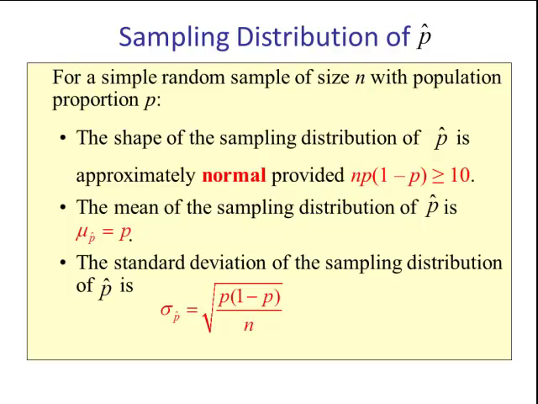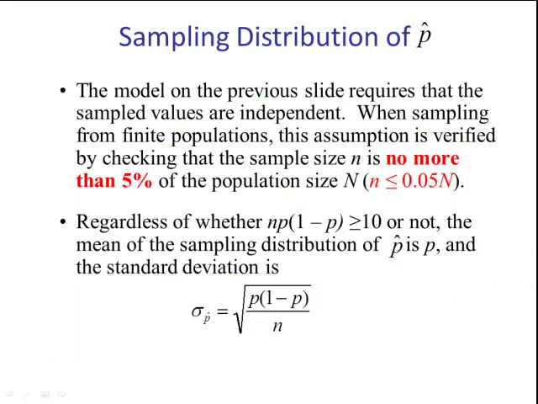For a simple random sample of size n for a population proportion p, the shape of the sampling distribution of p hat is normal provided that n times p times 1 minus p is greater than or equal to 10. So this is a requirement for it to be normal. The mean of the sampling distribution of p hat, the average of all the p hats, will equal the population proportion p. And the standard deviation of the sampling distribution of p hat is given by this formula, the square root of p times 1 minus p divided by n.